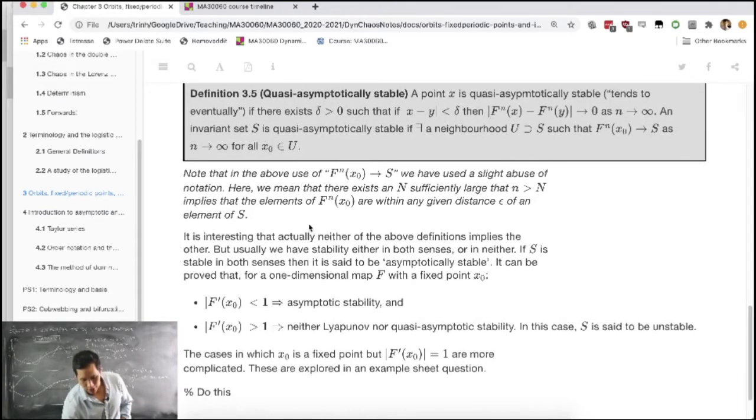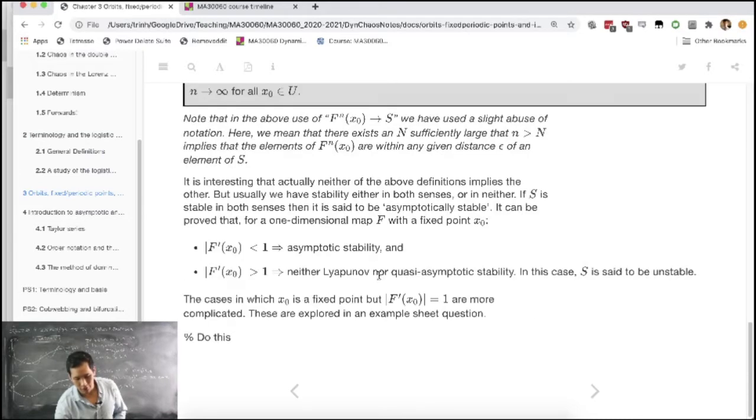In addition, it's interesting that neither of the above definitions implies the other. I can find systems which are quasi-asymptotically stable but not Lyapunov stable, and I can find systems which are Lyapunov stable but not quasi-asymptotically stable. It can be proven that for a one-dimensional map f with a fixed point x naught, if the magnitude of the gradient of the function is less than 1, then you have asymptotic stability, both Lyapunov stable and quasi-asymptotically stable. If it's not less than 1, then it's neither.